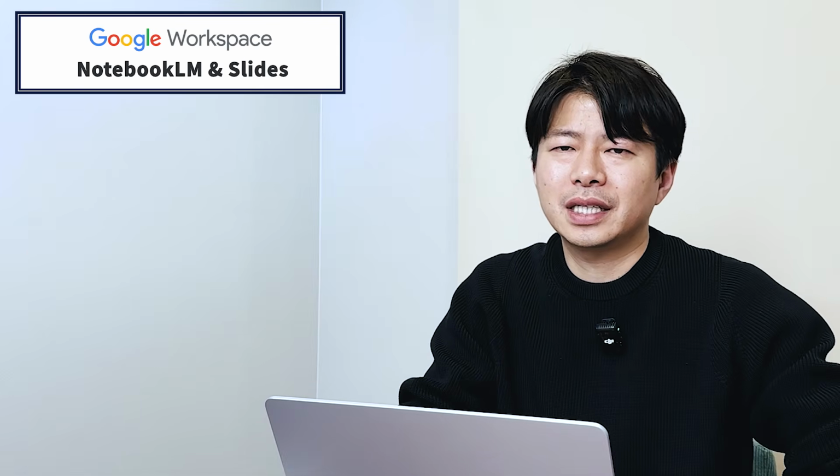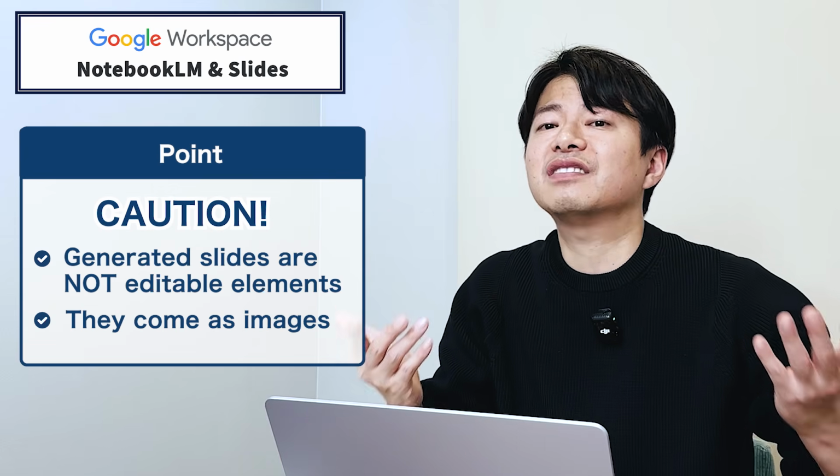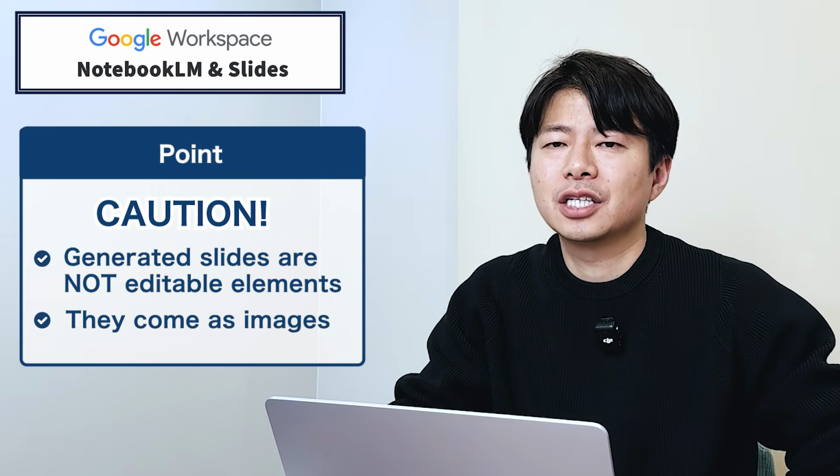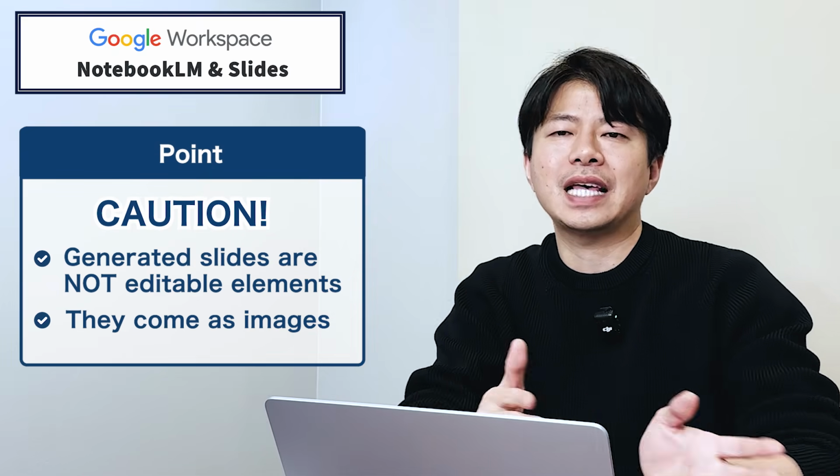So here's something you need to be careful about. The output generated this way in Google Slides or NotebookLM isn't directly editable as standard slide elements. So you usually have to paste them into your slides as images. I often paste them into slides. If I want to change the text, I select the shape, use the eyedropper tool to match the background color to cover the old text, and then add the corrected text over it.